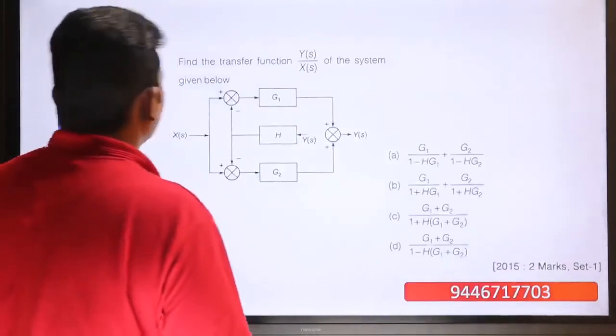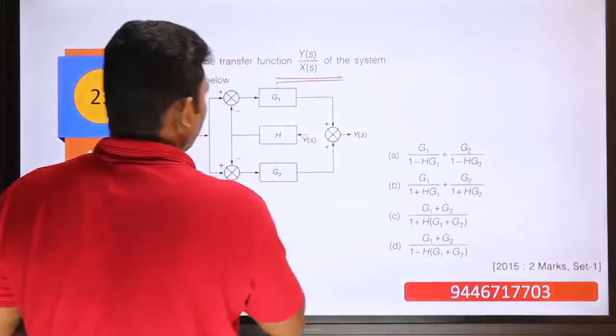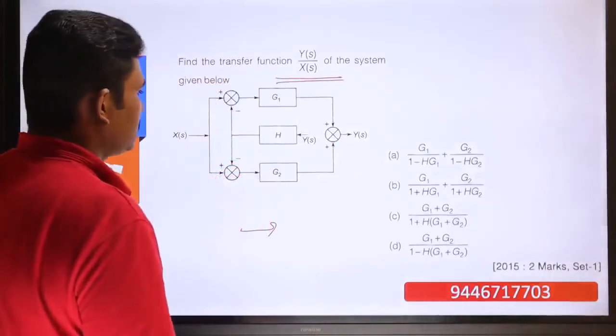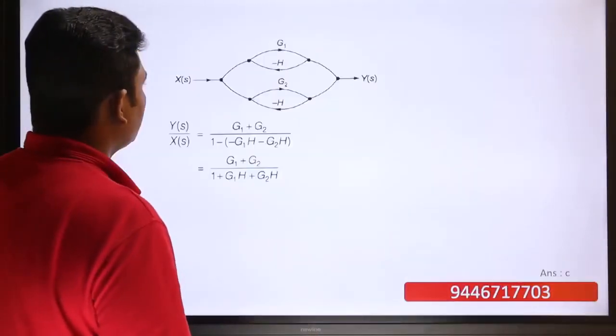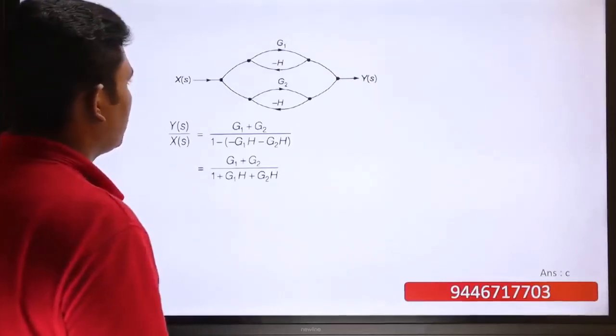Now moving into question number 23. Find the transfer function y of s by x of s of the system given below. So this is our system. We will have to find out the transfer function of this system. Converting this system into a signal flow graph, this is the formatted signal flow graph that we will be getting.